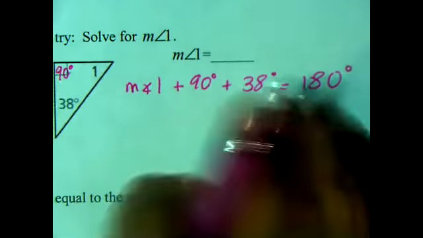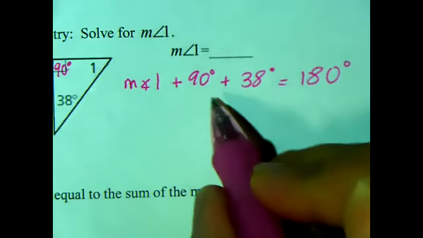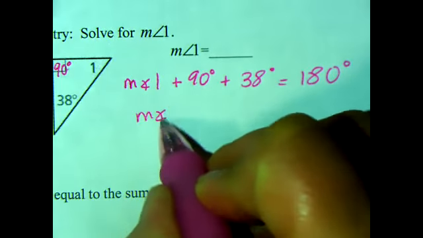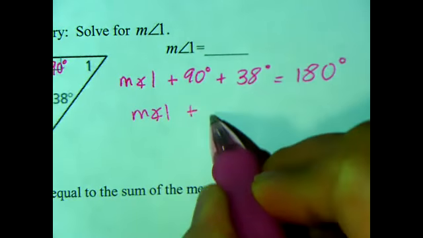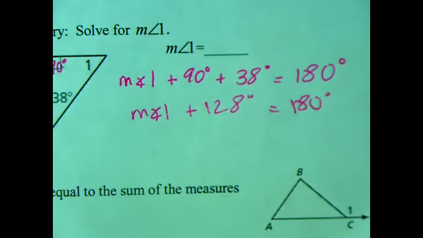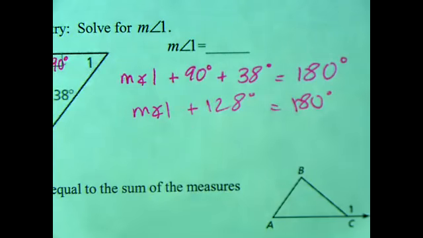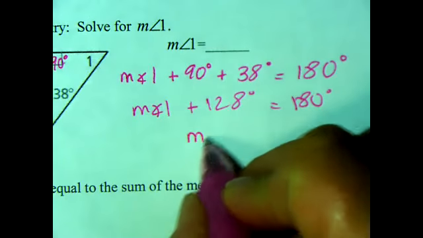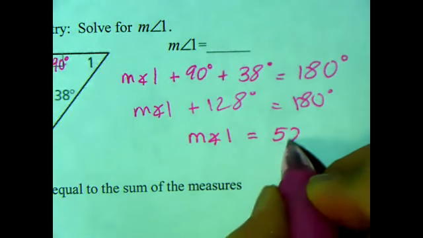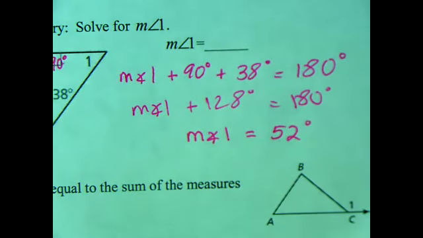But let me quickly go over this here. So 90 plus 38 is 128, so we have measure of angle 1 plus 128 degrees is equal to 180 degrees. Subtract over the 128 degrees, and we are left with the measure of angle 1 is equal to 52 degrees.